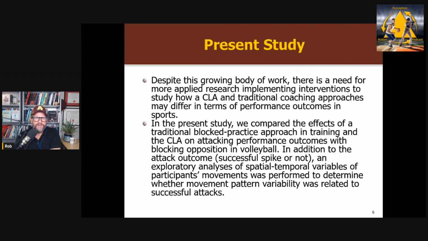As they mention, despite the support for this approach, CLA, there's only a limited number, although a fair number, of studies that have looked at CLA versus traditional approaches in terms of performance outcomes. So they're going to compare traditional decomposed block practice and training on attacking with a CLA approach and a higher variability approach. They're also going to look at the variables that explain successful performance, whether you hit it in or not, and how those emerge based on practice.